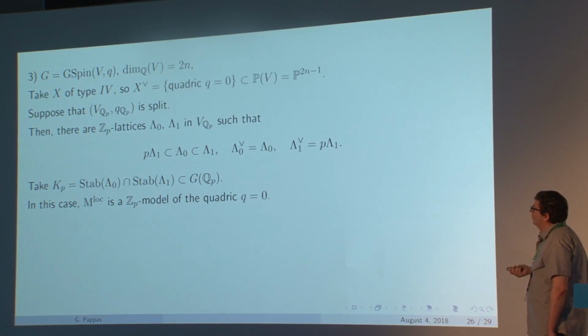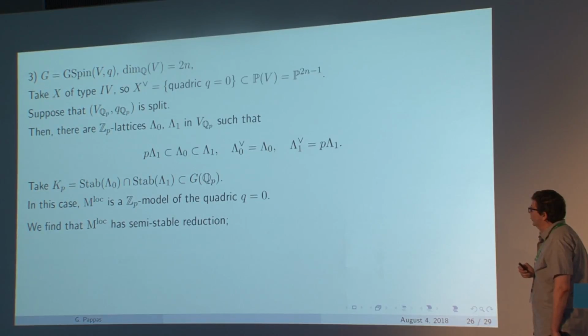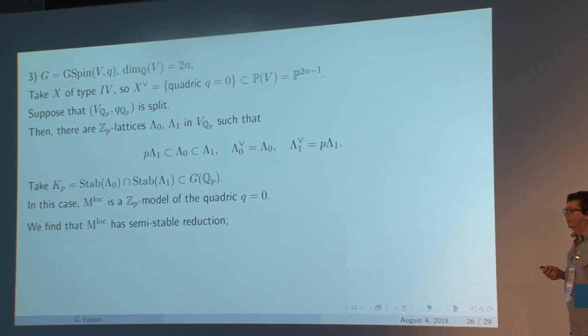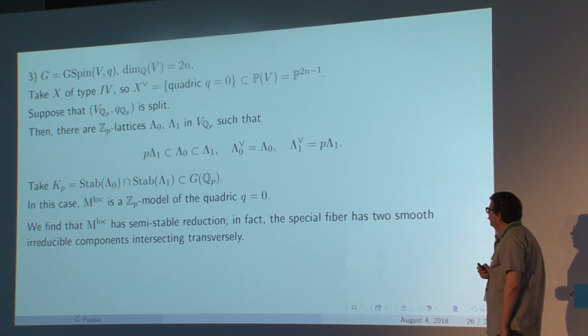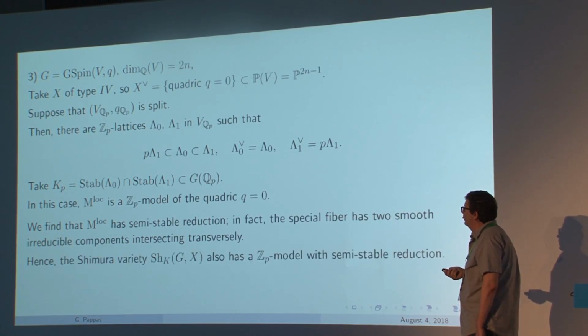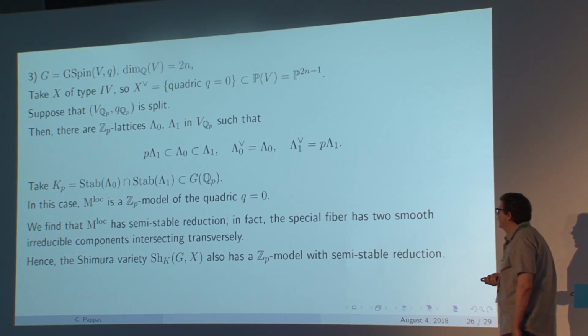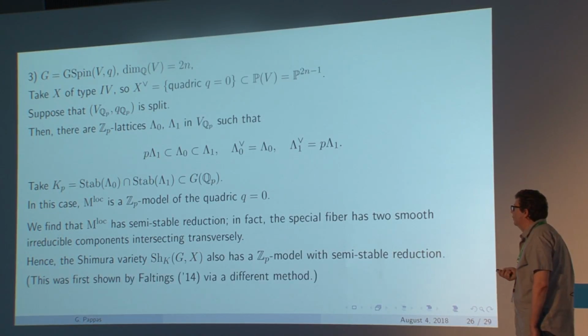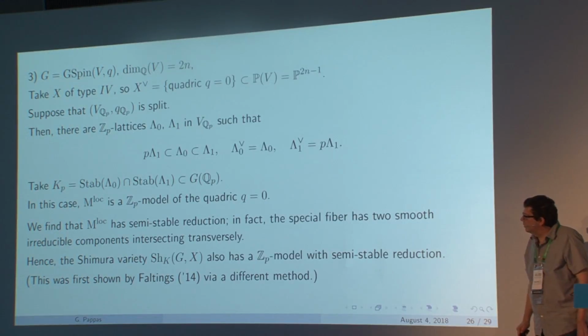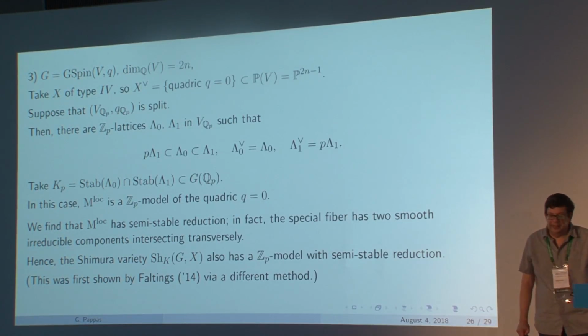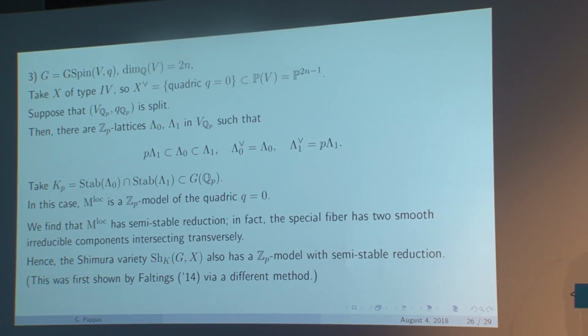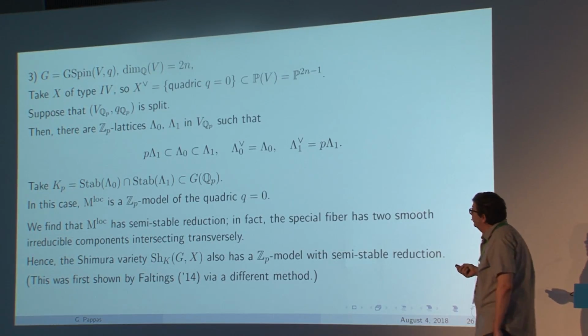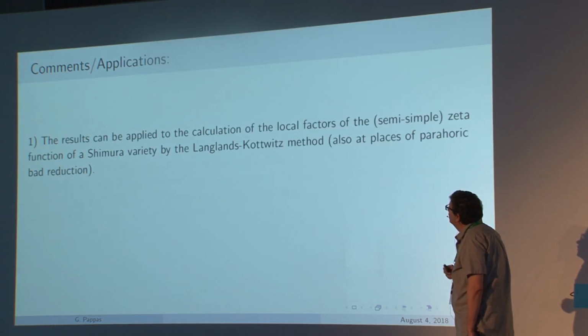And then the local model is a model of the quadric. And in this case, we find semi-stable reduction, which is kind of a strange thing that we didn't expect. So you have two smooth irreducible components intersecting transversally. And so therefore, it's true for a Shimura variety. And this was observed and shown by Faltings relatively recently by a different method. Okay, so these are my examples, and I only have time for some comments.